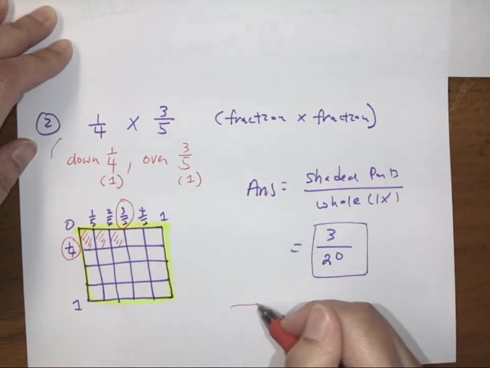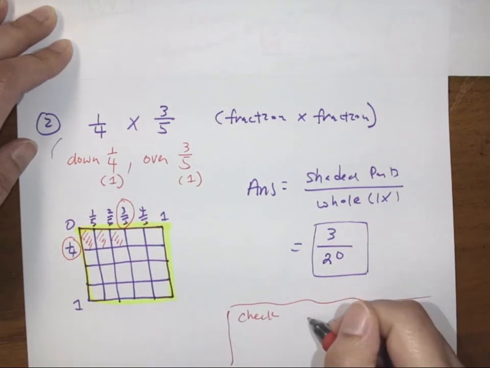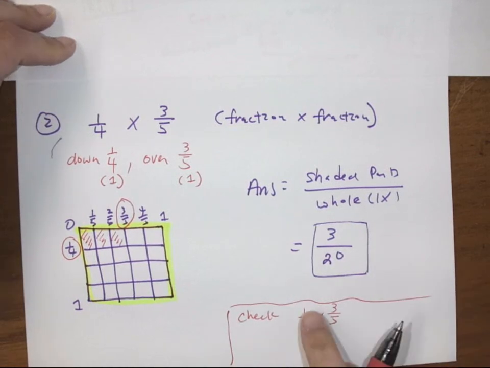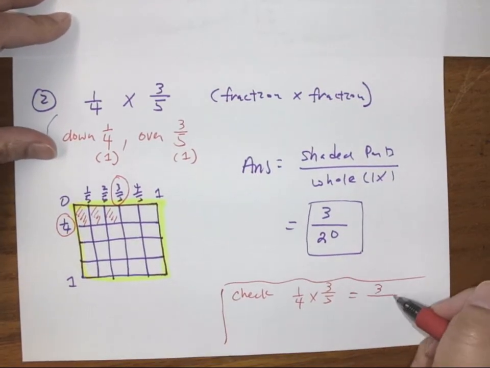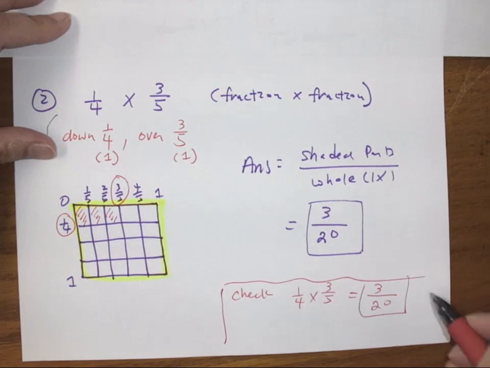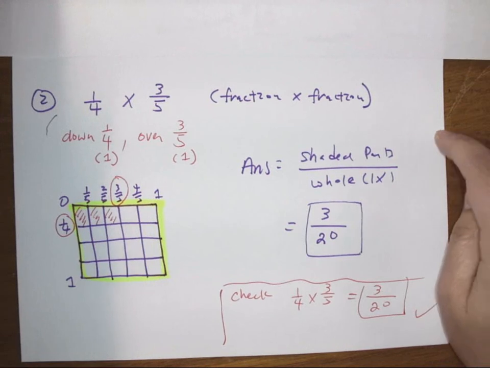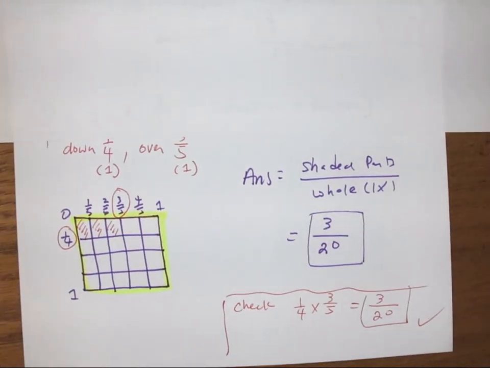And of course, if you want to check, this would be 1/4 times 3/5, and it's going to be top times top, bottom times bottom, right? So top times top is 3, bottom times bottom is 20. So let's check. Okay, so the last 2 examples are about the rectangular area model for multiplication of fractions.